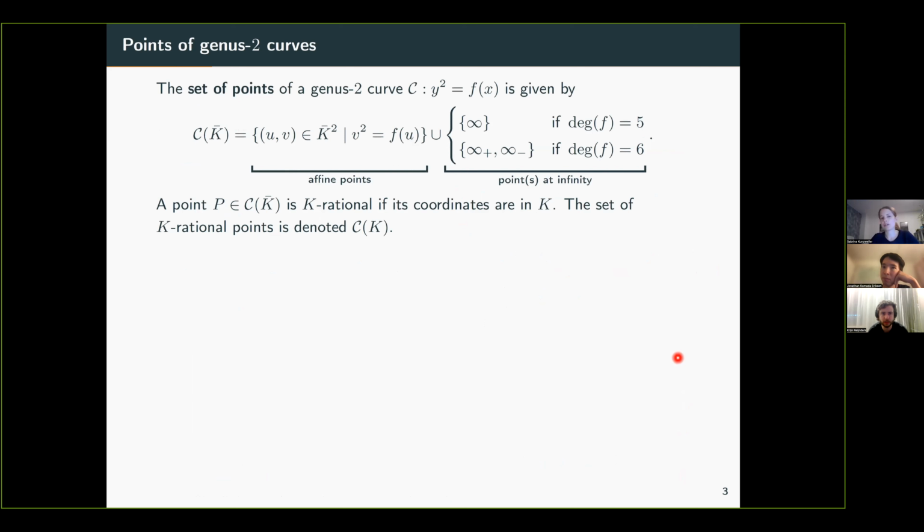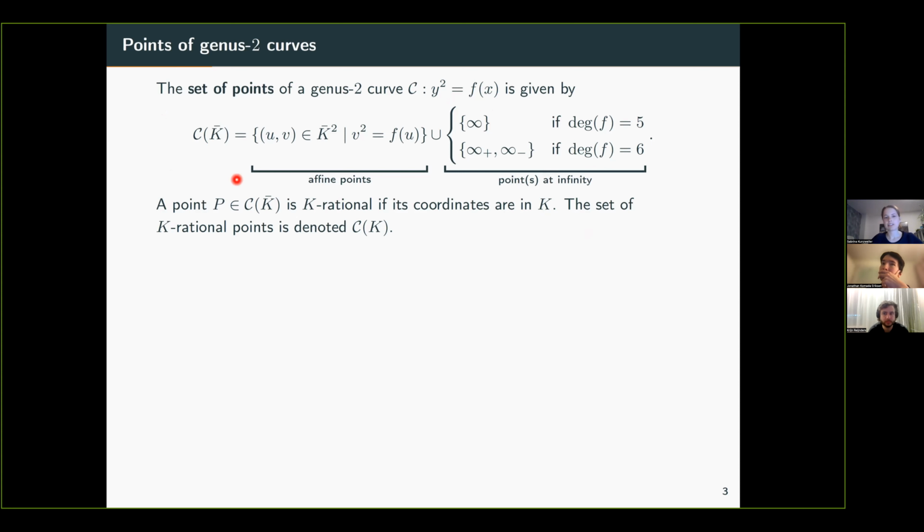So if we talk about hyperelliptic curves, maybe I should say, a hyperelliptic curve is in general a curve of the form y squared equals f of x. And a genus 2 curve is then a hyperelliptic curve where the degree is 5 or 6. So sometimes I'll just say hyperelliptic curve, but in this talk, I'll always mean a genus 2 hyperelliptic curve.